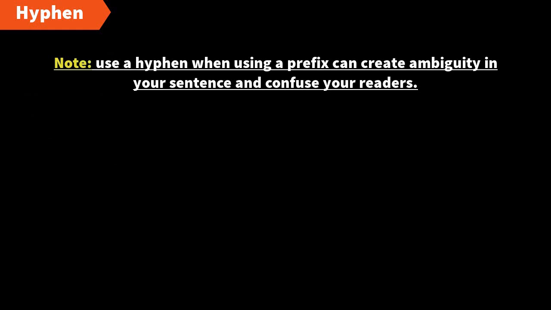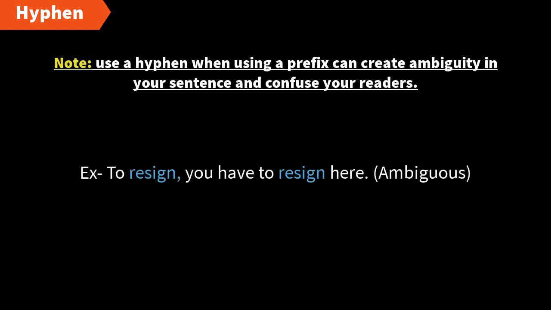So guys, it's sometimes up to you whether you want to use a hyphen or not. If you feel your sentence can create ambiguity and make it hard to understand for your readers, you can use a hyphen. Look at this sentence. To resign, you have to resign here. Confusing, right? Looks very confusing. To resign, I have to resign here? Does not make any sense. Does it now? To re-sign, you have to resign here. That means if you want to resign, if you want to leave the job, you have to sign here again. Re-sign here. So using a hyphen here makes the sentence look more clear, takes the ambiguity out of the sentence. So sometimes it's on you whether you want to use a hyphen or not. When your sentence can create confusion, go ahead, use it.